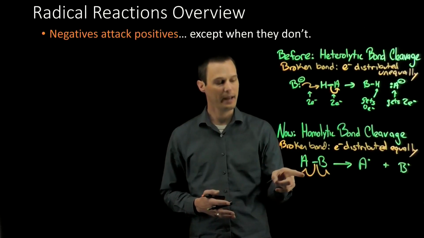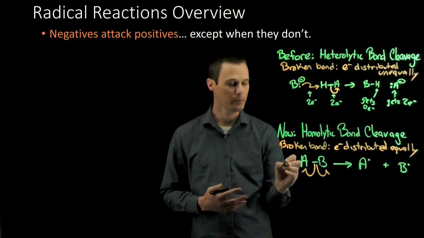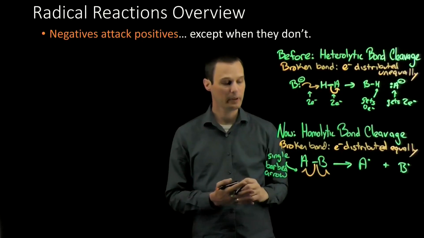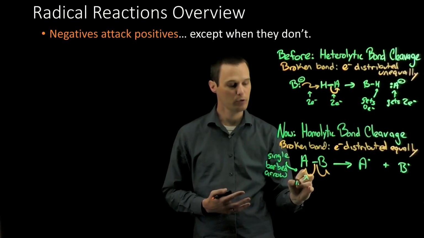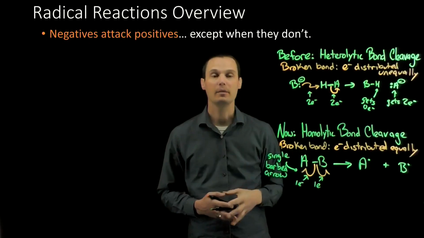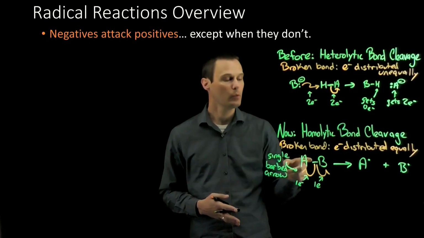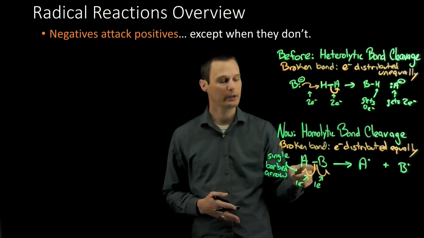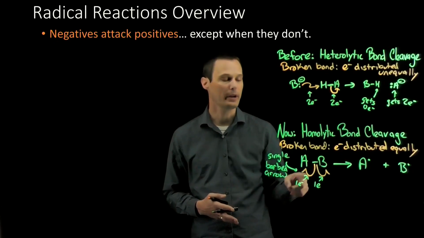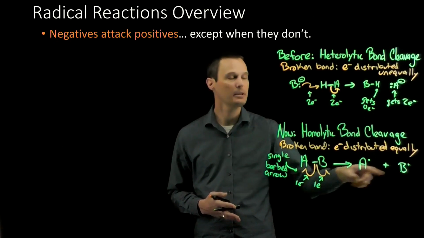Notice what's different here. We have what's called a single barbed arrow. Where a traditional arrow shows the movement of 2 electrons, a single barbed arrow shows the movement of 1 electron. This bond between A and B had 2 electrons in it. When this bond broke, we took one of those 2 electrons and moved them onto A as a new radical, and one of those 2 electrons onto B as a new radical.